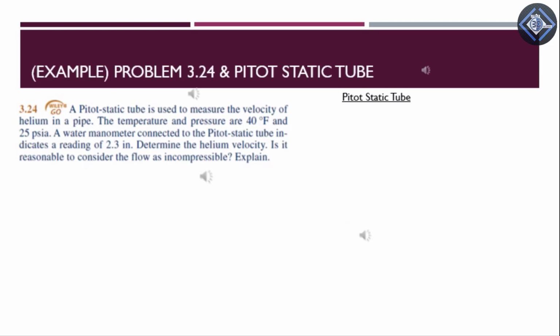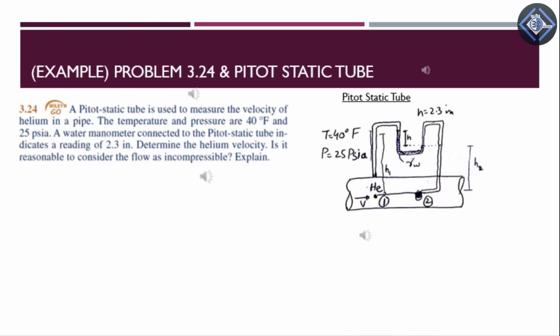So a pitot static tube is a device that measures velocity with the help of pressure difference. Pitot static tube measures two pressures. One is the static pressure, and another one is the total pressure. And with these two pressures, we can find out the velocity of the flow by applying Bernoulli equation.